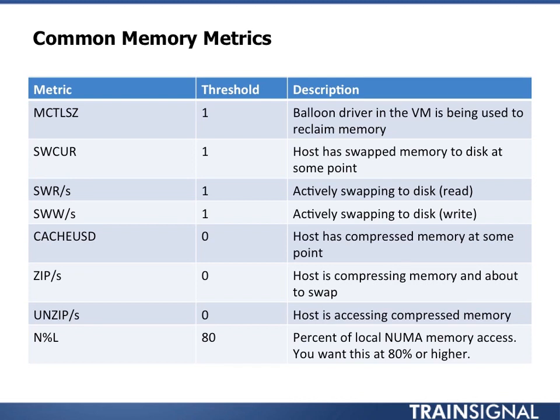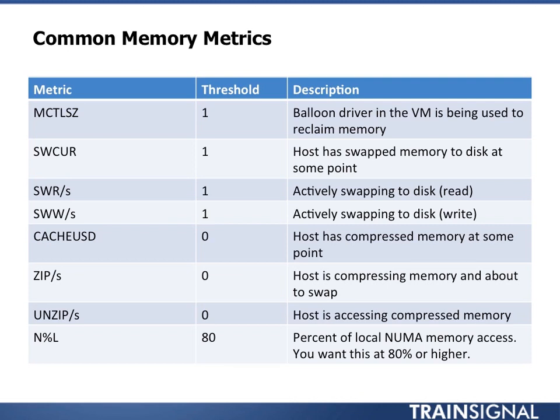Zip per second is basically host is compressing memory right now and about to start swapping. So again, you want that at 0. Unzip per second is saying the host is accessing compressed memory, so it's uncompressing it. So if it's above 0, that means at some point it compressed it, and now it's uncompressing it, so again, it's moving memory in and out. That takes CPU, and we're right on the brink of swapping to disk.